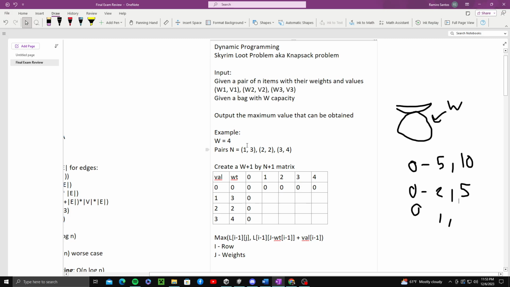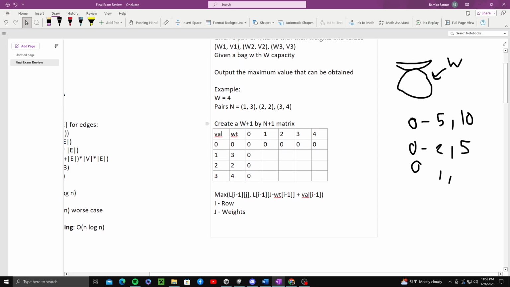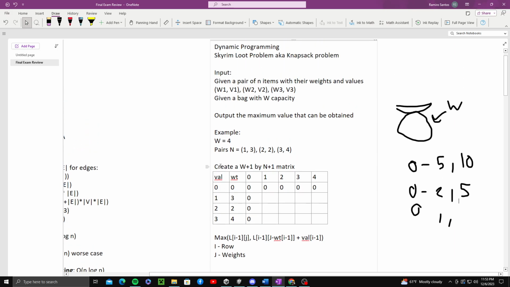Now, let's get into this example first. The first thing we need to note is we're creating a W plus 1 by N plus 1 matrix. W is the capacity, which is 4, and N plus 1 is N items plus 1. Now we have these 3 items displayed here with their values and their weights. WT is the weights, and Val is the value that they will hold. Over here we have our weights from 0, 1, 2, 3.